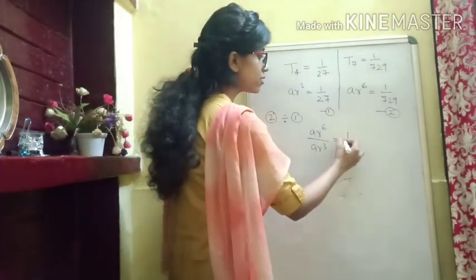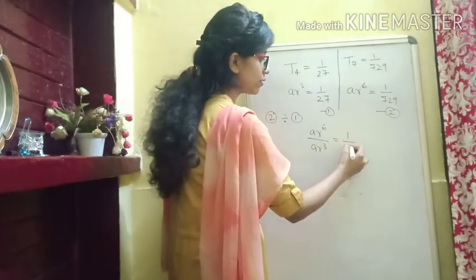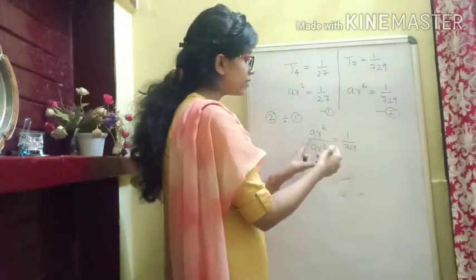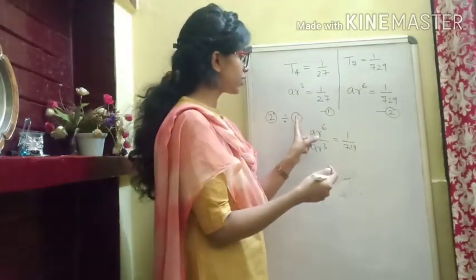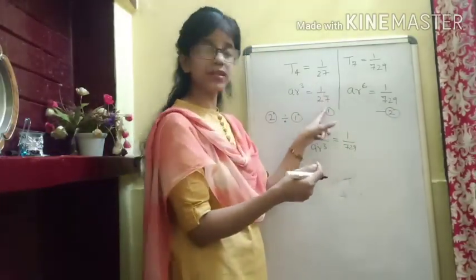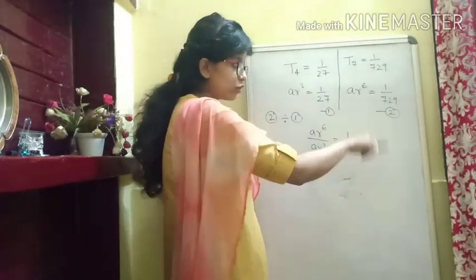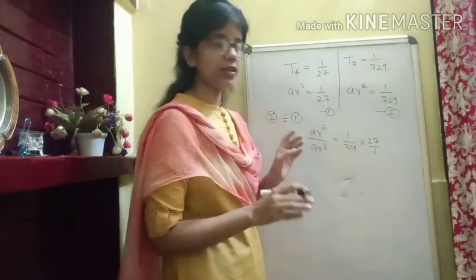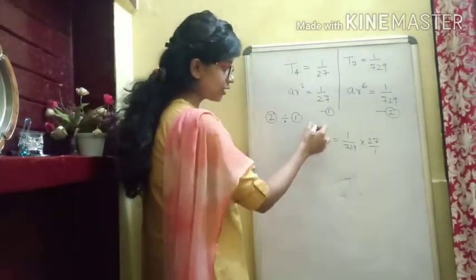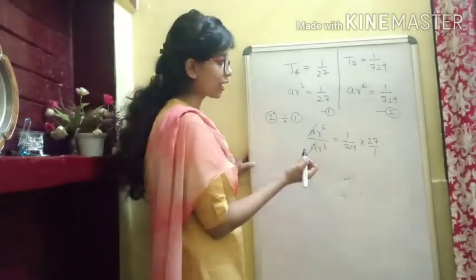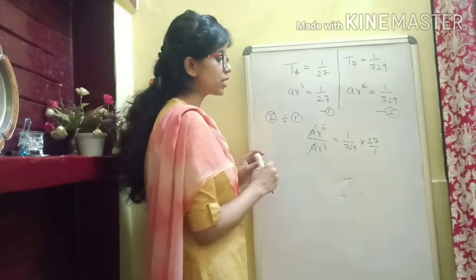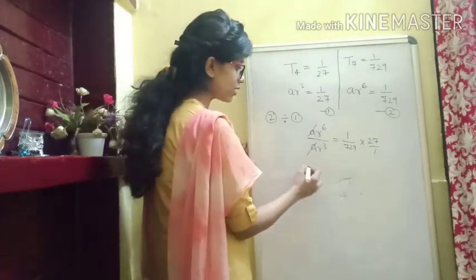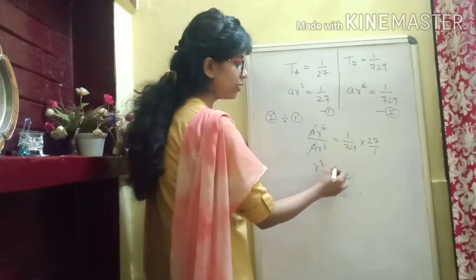Now RHS. What is the RHS of equation 2? 1 upon 729, isn't it? And then divided by RHS of equation 1, 1 upon 27. When you write 1 upon 27, you can reciprocate it and that will be 27 upon 1, isn't it? Now you see we are getting this A and A, we can cancel. Here we have R to the power 6, R to the power 3. When we cancel, you will get only R to the power 3.